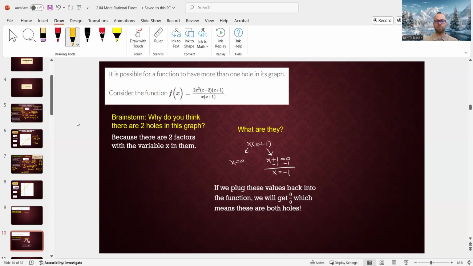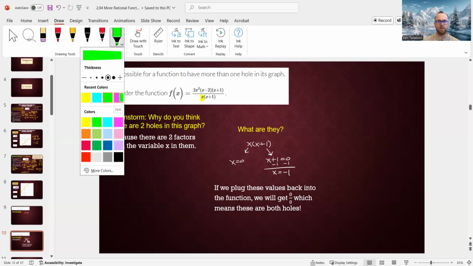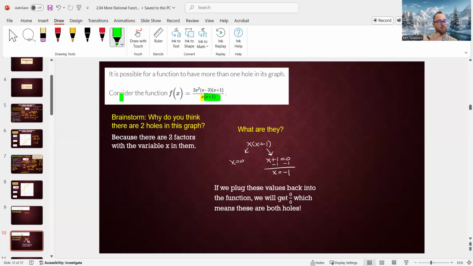So the reason there's 2 holes in this graph is because there are 2 factors with the variable x in them. If you look at your denominator specifically, you have a factor there and a factor here. 2 factors means you're going to have 2 x values that could make the denominator equal to 0, right? Okay, and we see that over here. Set this factor equal to 0. Well, that's just 0, right? So if x is 0, that will make the entire denominator 0. But also, let's see what we got here. If x is -1, that would make the entire denominator 0.